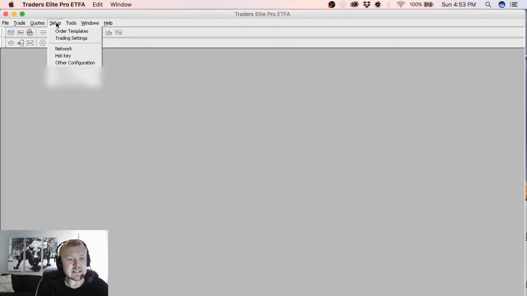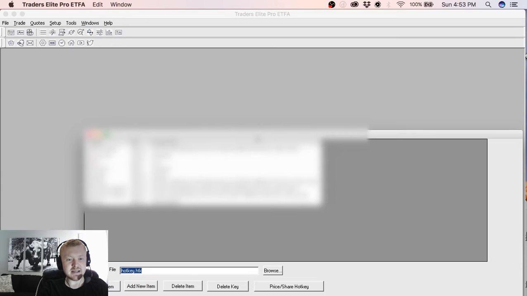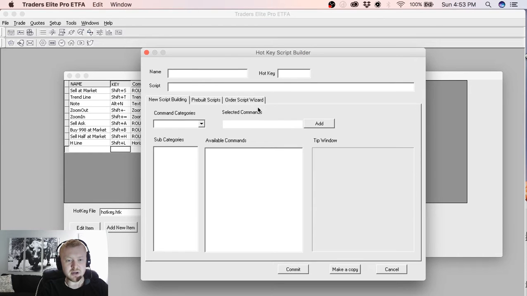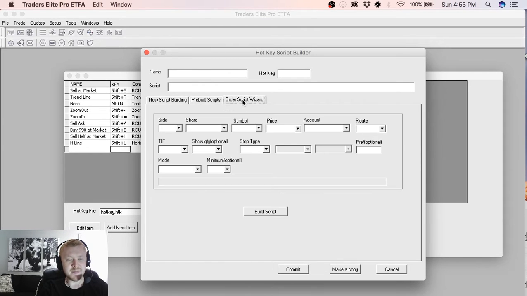We can go over here to Setup, and Hotkey Setup. Now this is going to pull up a panel here where we can add a new item, and then go over here to Order Script Wizard. Order Script Wizard is going to be the area in which we can create our own hotkeys. I really like the Order Script Wizard because I did trade with TD for a while, and it's really basic there at TD. You can't do a whole lot of advanced settings with your hotkeys. Through DAS, we can do a lot of advanced settings through here.